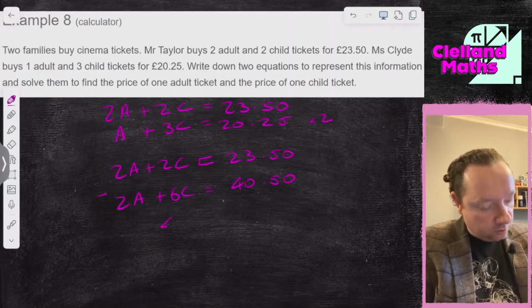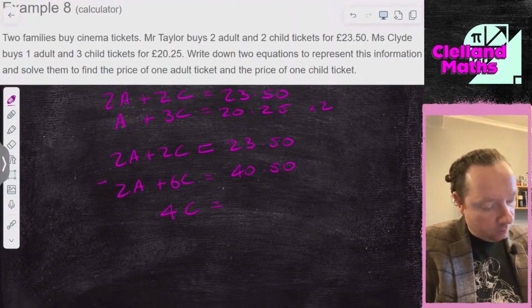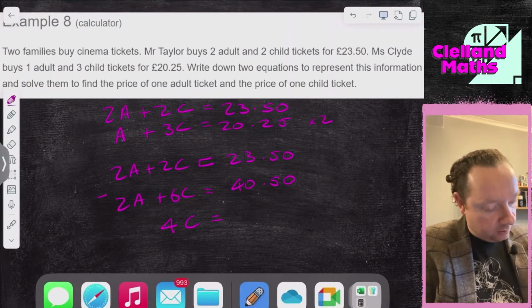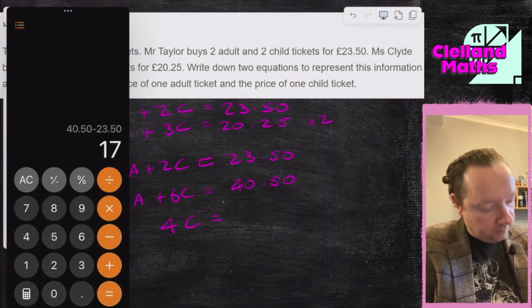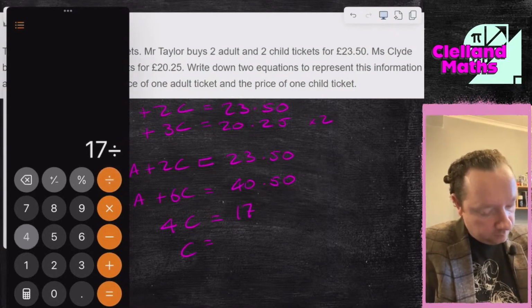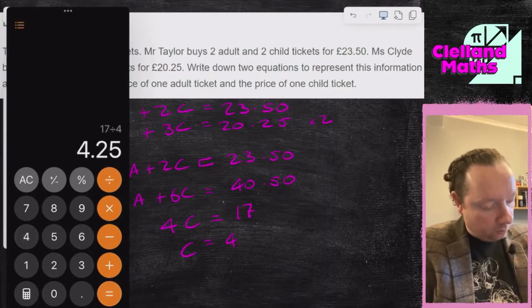So now we can take away, because the signs are the same, taking away bottom minus top. 6 minus 2 is 4C. And then we don't want to work this out by hand, so we'll just get a calculator. £40.50 minus £23.50 equals 17. So C is 17 divided by 4, which is 4.25.